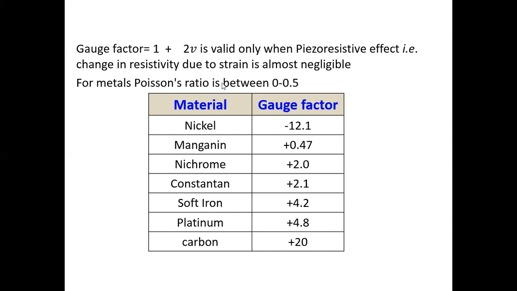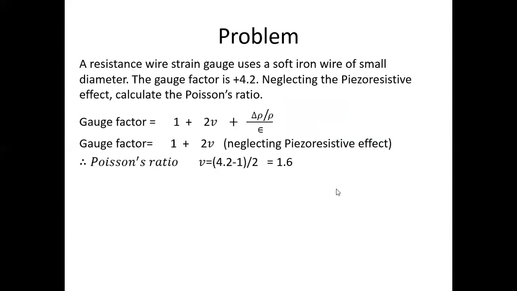For metal, Poisson's ratio is between 0 and 0.5. For the material nickel, the gauge factor is minus 12.1. For manganin, plus 0.47; nichrome, plus 2.0; constantan, plus 2.1; soft iron, plus 4.2; platinum, plus 4.8; carbon, plus 20.